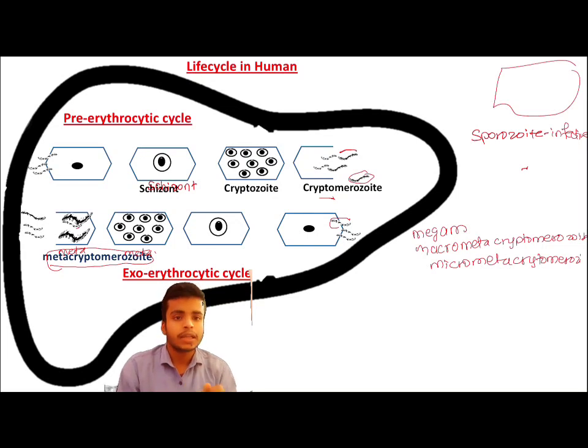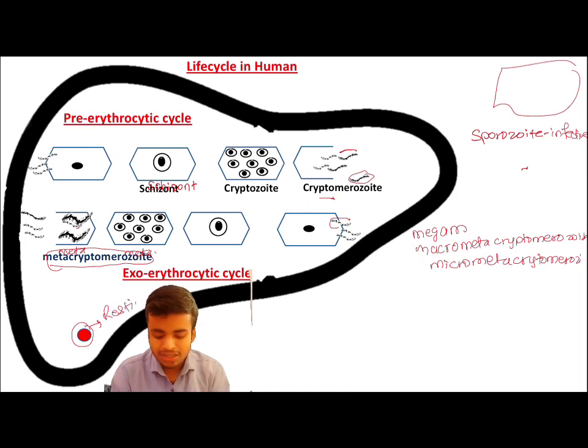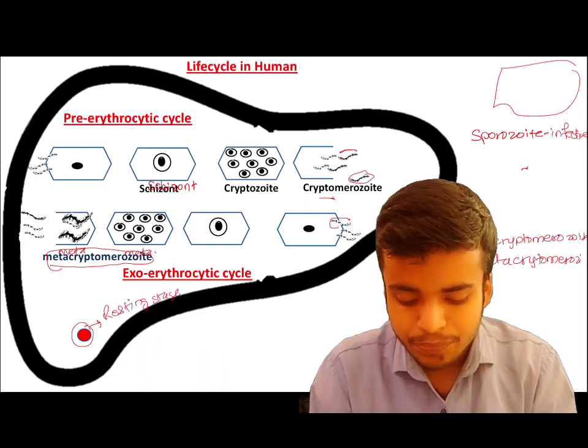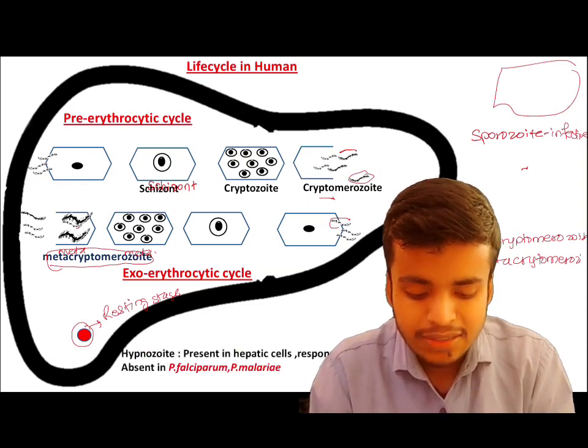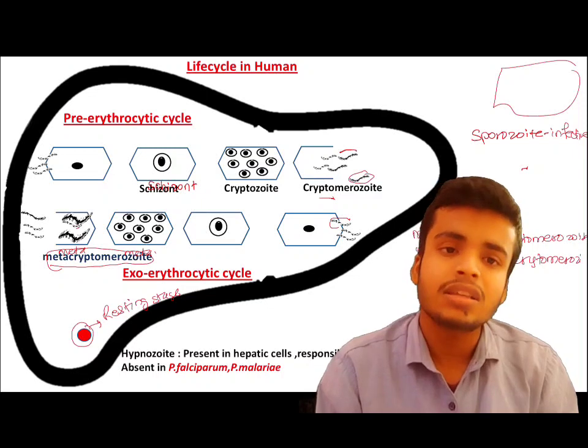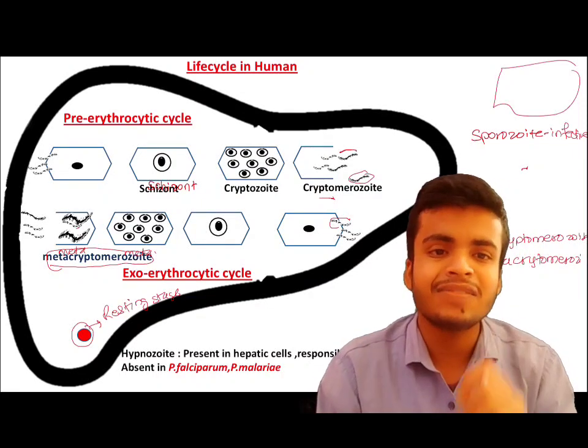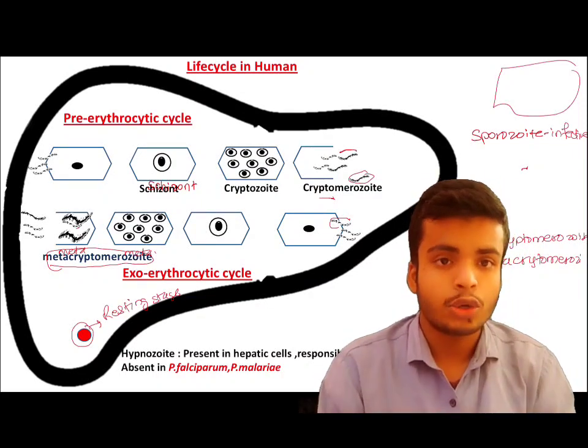Now comes the point about relapse and hypnozoites. Some of the metacryptomerozoites stay as hypnozoite. Hypnozoite is a resting stage. This is called hypnozoite. These hypnozoites remain in the liver of the host body.